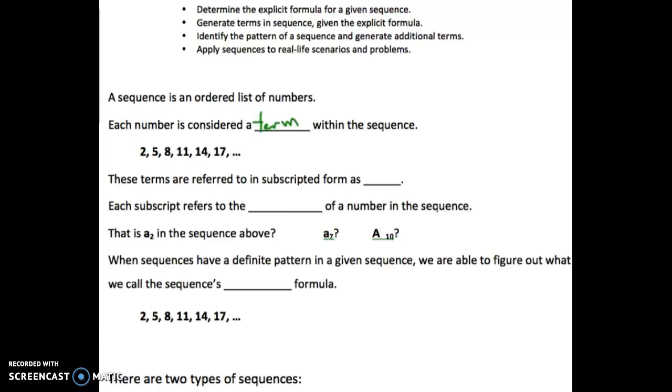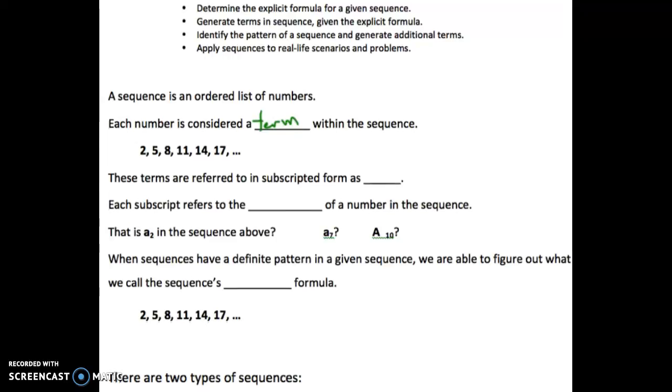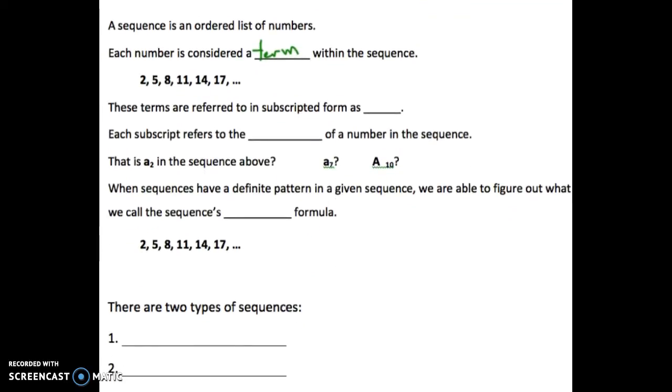So please be following along and writing this down as I'm writing as well. So it's a term within the sequence. So these terms are referred to in a subscripted form as, I'm going to write a sub n. Each subscript refers to the position or placement of a number in the sequence.